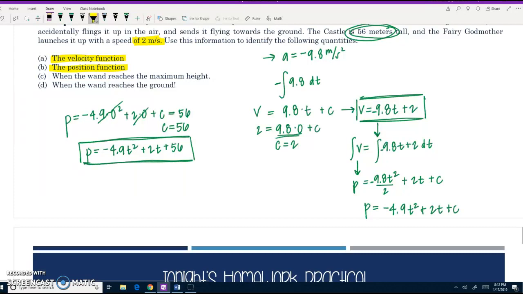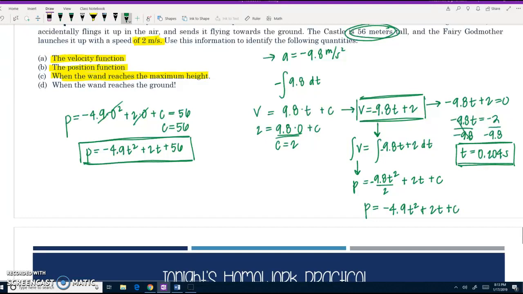Then from there, you guys, we can use those functions to answer C and D. So C says, when does your wand reach the maximum height? That's just going to happen when your velocity function is equal to 0, because remember, derivative of position, set that equal to 0. You're just doing the first derivative test there. So this is going to be negative 9.8t plus 2 is equal to 0. So negative 9.8t is equal to negative 2. We can divide over that negative 9.8. And so if you plug that in, 2 over 9.8, you're going to get t is equal to 0.204 seconds. So it reaches the maximum height pretty soon after it's launched into the air.